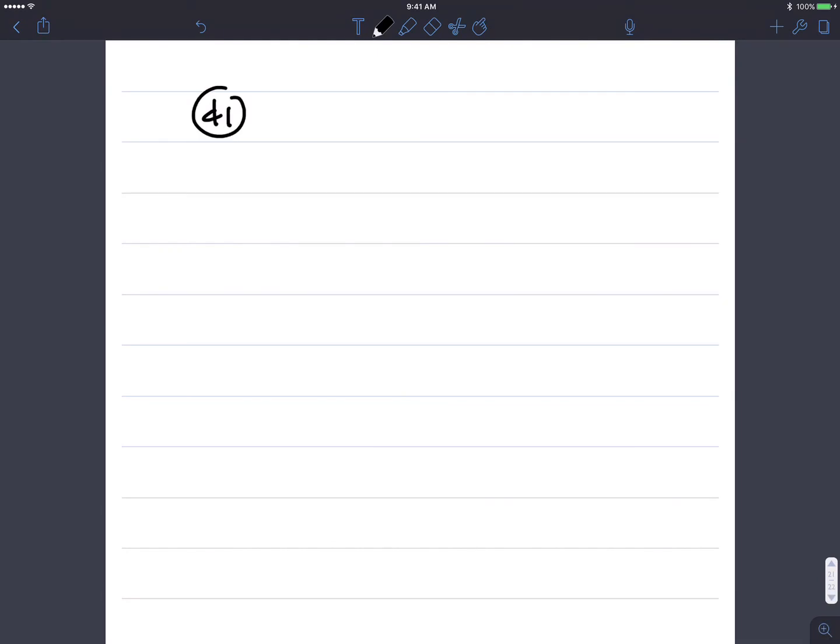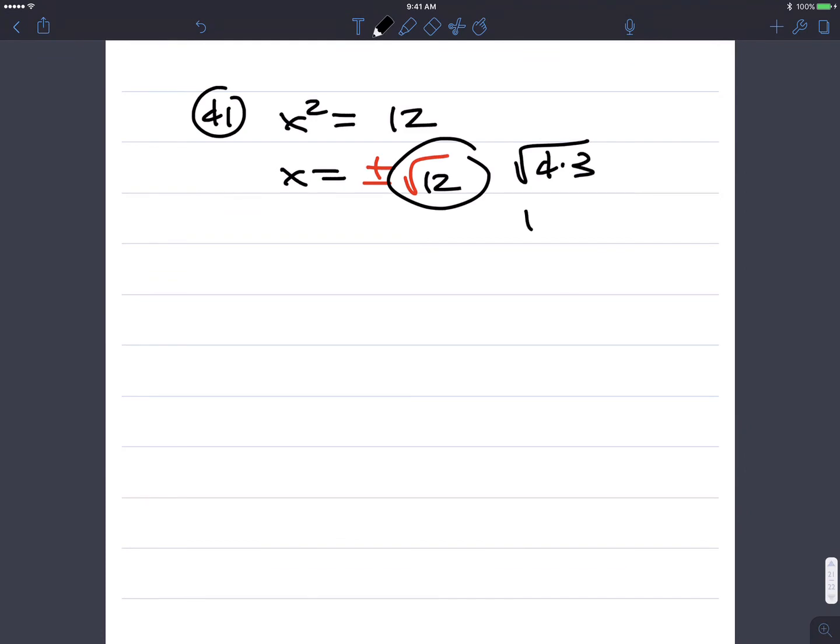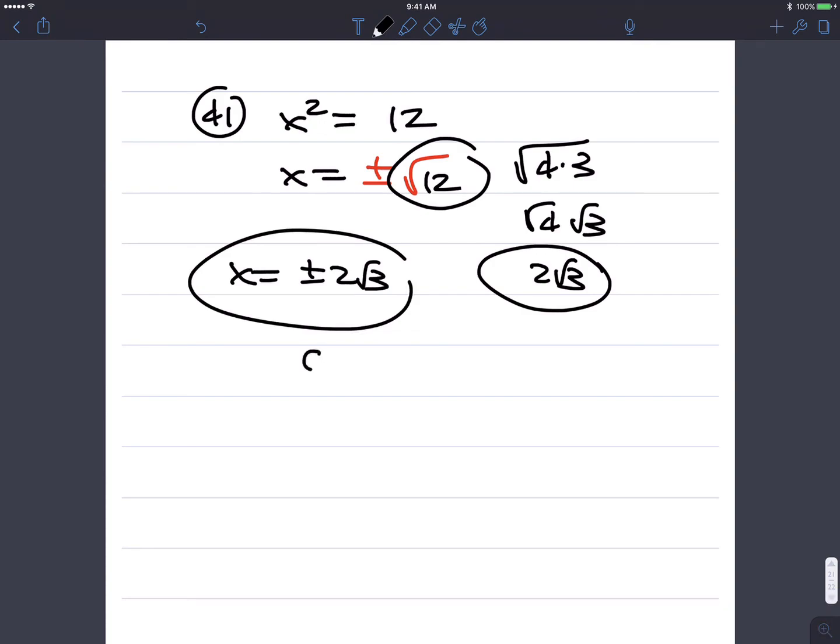Problem 41. x squared is 12. x is plus or minus the square root of 12. The square root of 12 can be simplified: that's 4 times 3, or 2 times the square root of 3. So x is plus or minus 2 times the square root of 3. Here's my solution in set notation: 2 times the square root of 3, and minus 2 times the square root of 3.